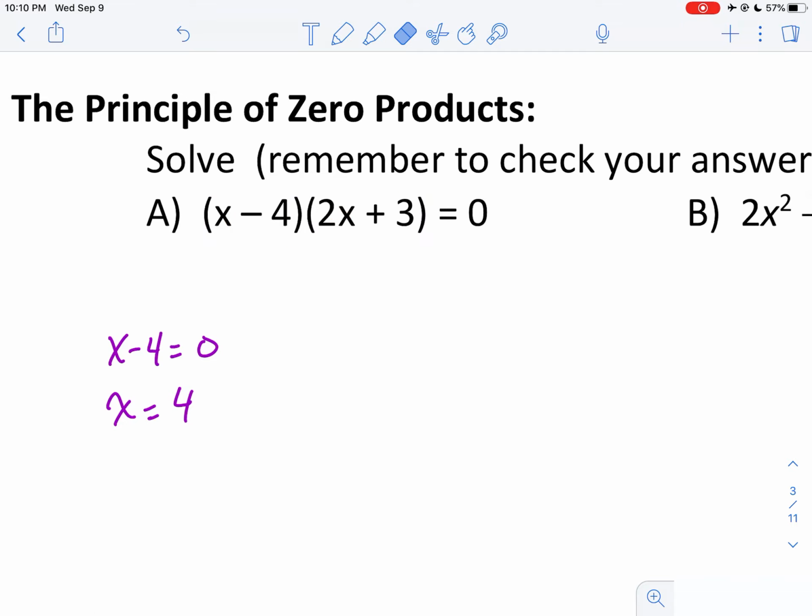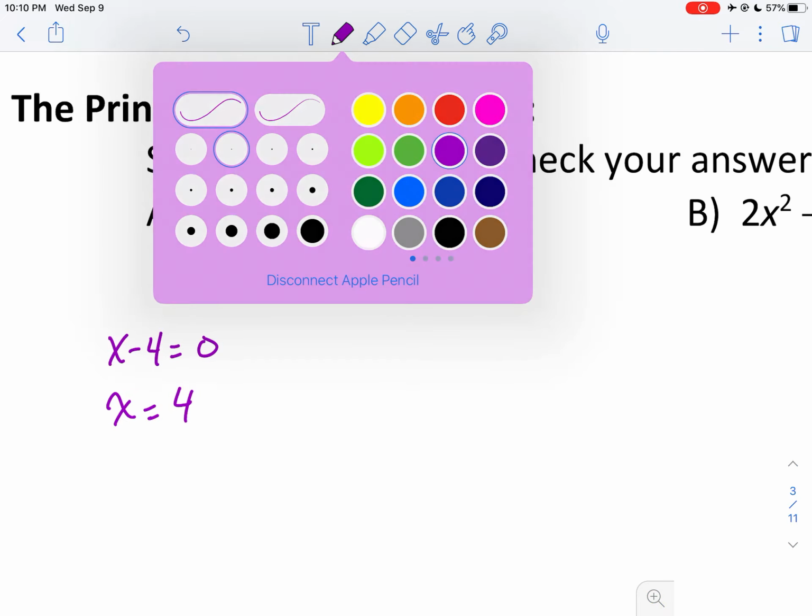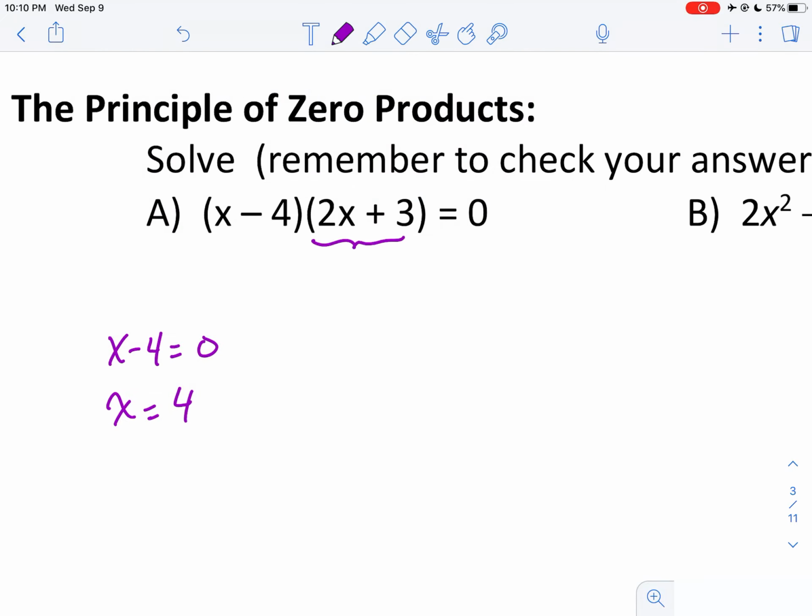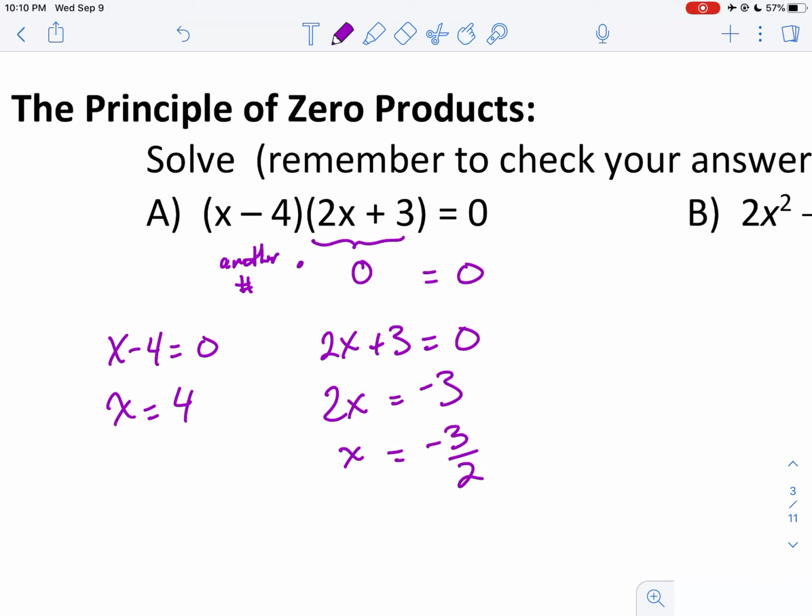There is a second solution. That second solution is when this number is 0. If this number is 0, 0 times another number, do you see it's also going to be 0? Well, how do we know when 2x plus 3 is 0? Well, we just can write that down. 2x plus 3 equals 0. We can subtract 3 from both sides, and we can divide by 2. So we now have two solutions here, x equals 4 and x equals negative 3/2.